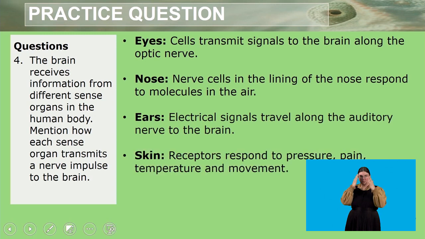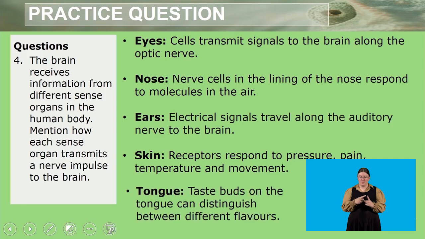Number 4, in the skin we have receptors that respond to pressure, pain, temperature, and movement. And number 5, we have the tongue. The tongue has taste buds that can distinguish between different flavors.